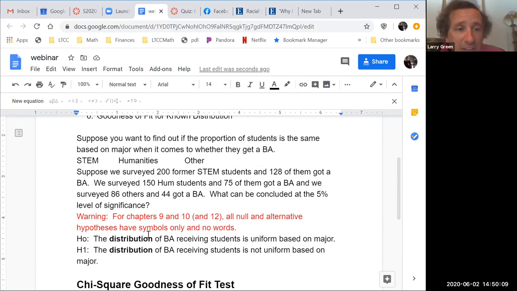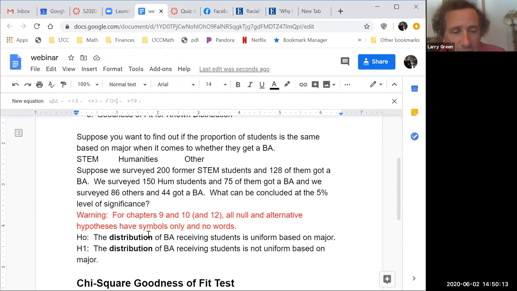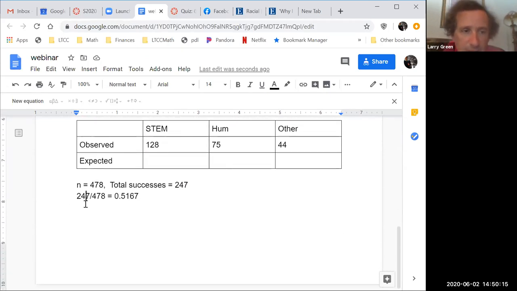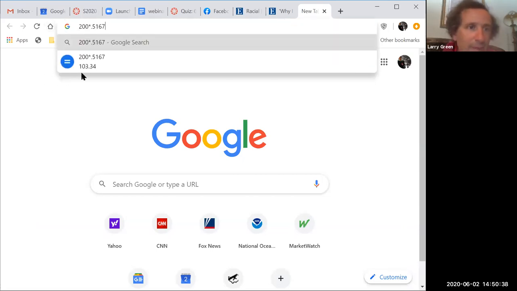Okay, notice for the STEM students, we had 200 in the survey. So if we take 200 and multiply by 0.5167 and round to the nearest whole number, which is standard, then what do you get? So if you want, we can pop it in our famous calculator, and you get 103.